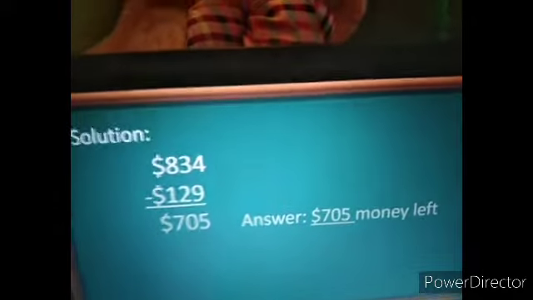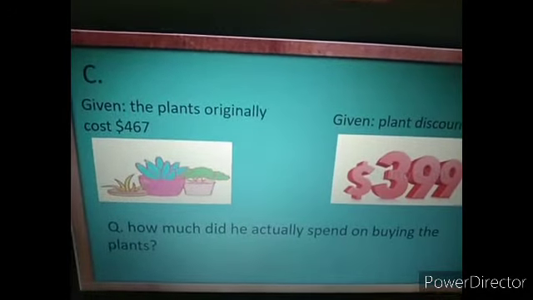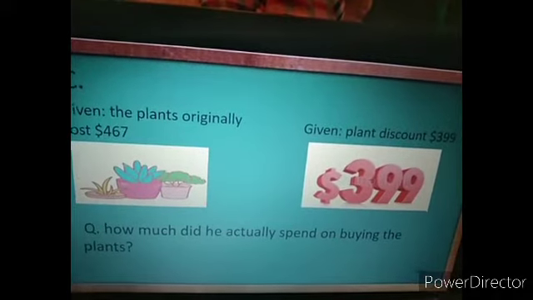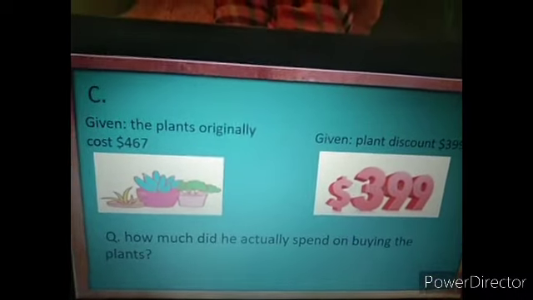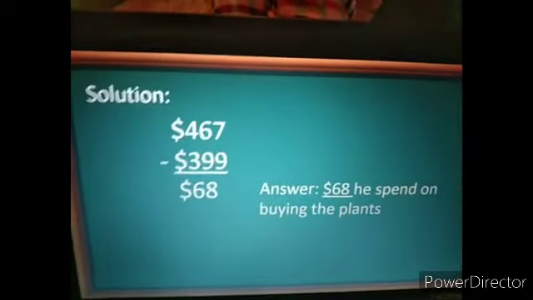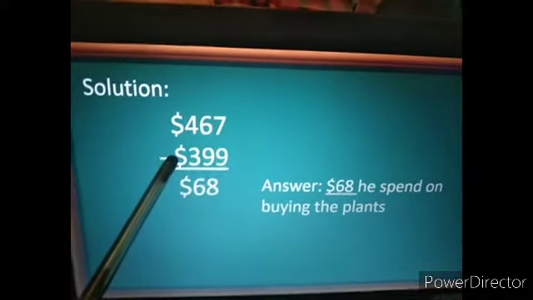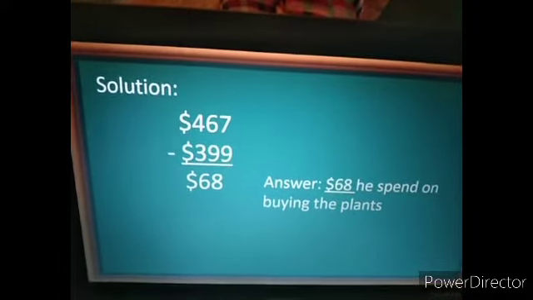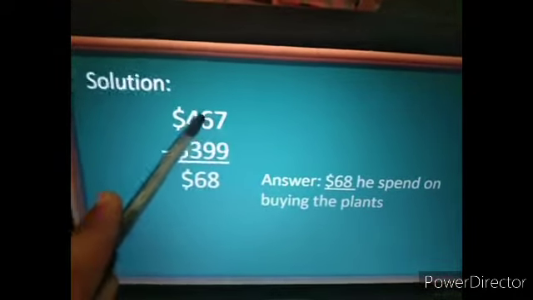So next, let's proceed to letter C. So given, the plants originally cost $467 and the given plant discount is $399. So the question is, how much did he actually spend on buying the plants? So okay, let's proceed. Solution here, as you can see, again we have $467 and $399. So what we're going to do is regroup again the 6 into the 7.